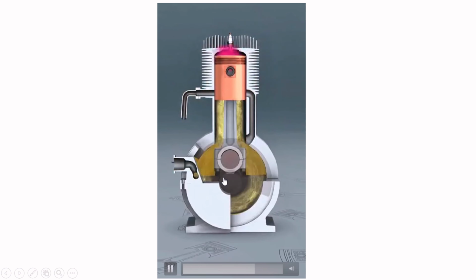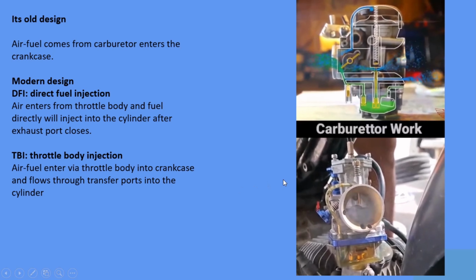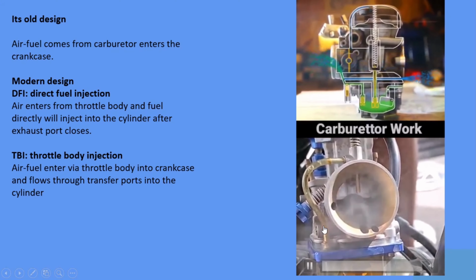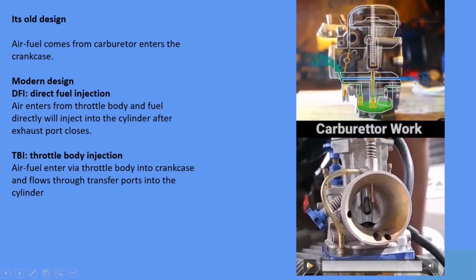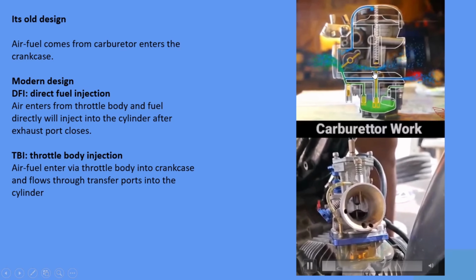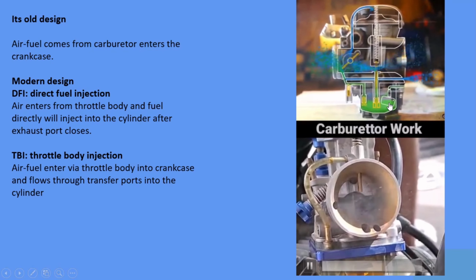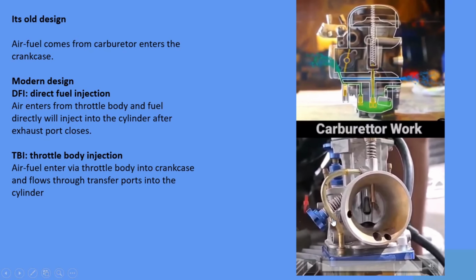All three of them go to the crankcase. You can see the carburetor operation. We have three types of carburetor. One of them you can see in the video, which is the oldest. The second one is DFI, or direct fuel injection, and the third one is the TBI. The mixture of oil, fuel and air goes to the crankcase.